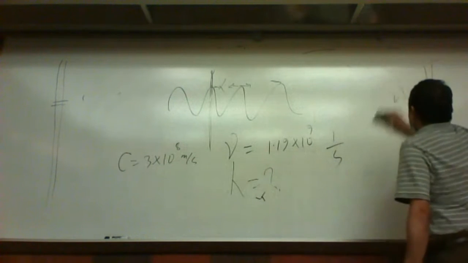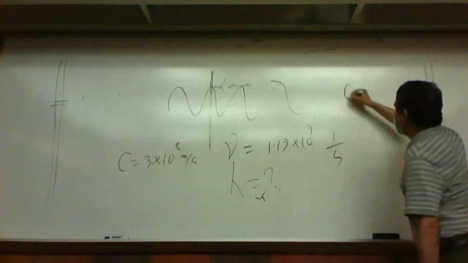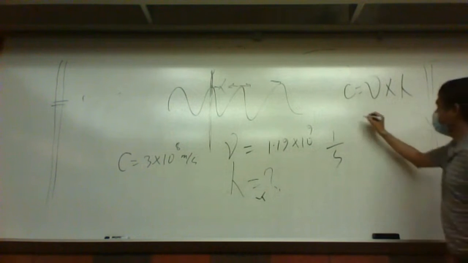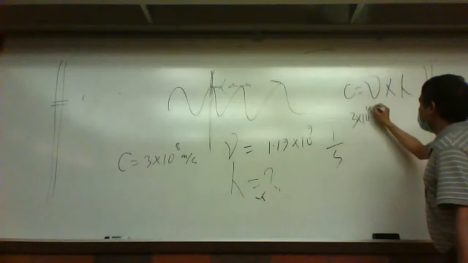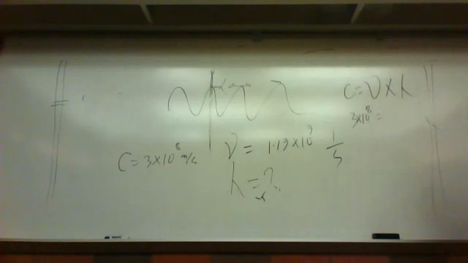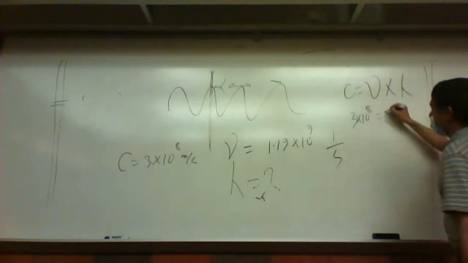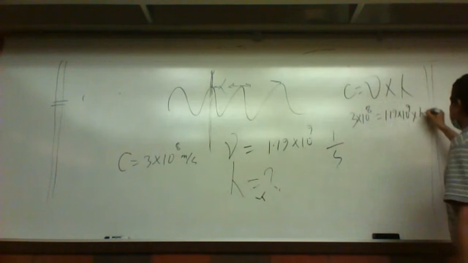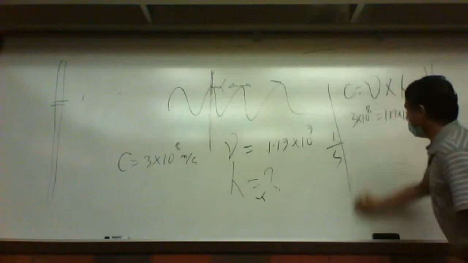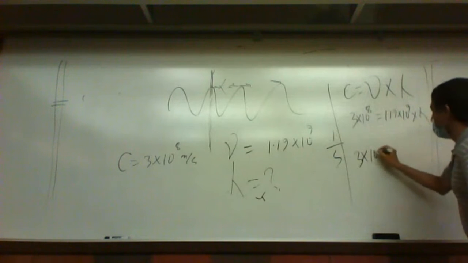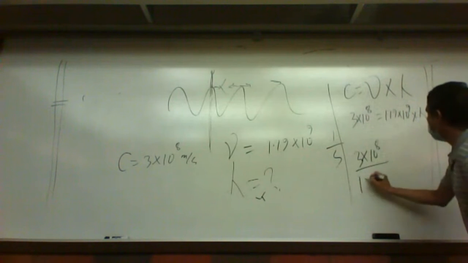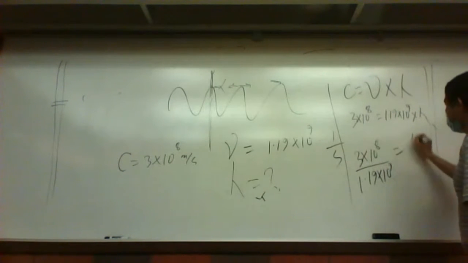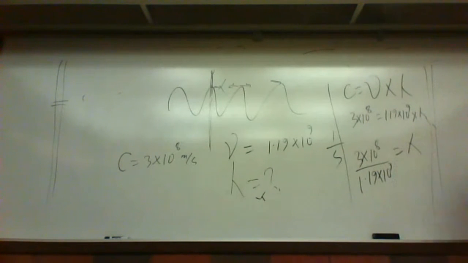Now we need to calculate the lambda. What is our formula here? C is equal to frequency multiplied by the wavelength. C is 3 times 10 to the power 8, nu is 1.19 times 10 to the power 9, and I don't know the lambda. So pull this number down here: 3 times 10 to the power 8 divided by 1.19 times 10 to the power 9 is equal to lambda, whatever number comes there.